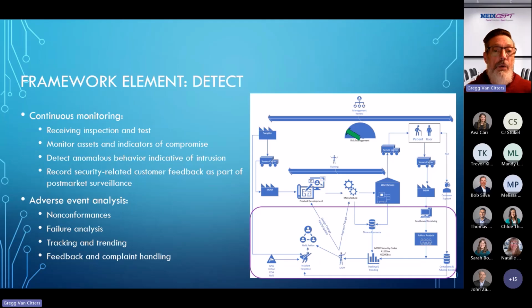You can look inside your quality system for potential security issues as well. Look at nonconformances, failure analysis, complaints. Think security as a potential root cause when you're doing a root cause analysis. Review your safety and your security risk management files to see if there's been any impact to safety or security based on a detected issue. And of course, make whatever updates are appropriate.